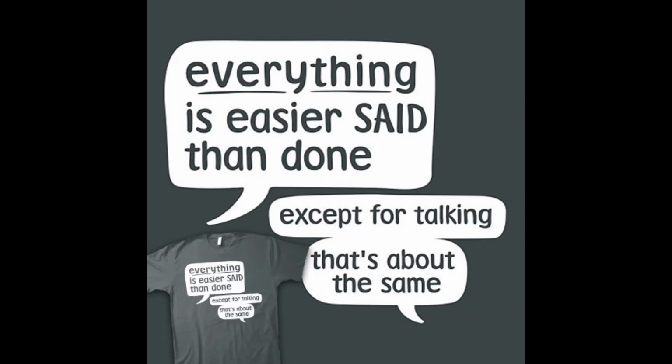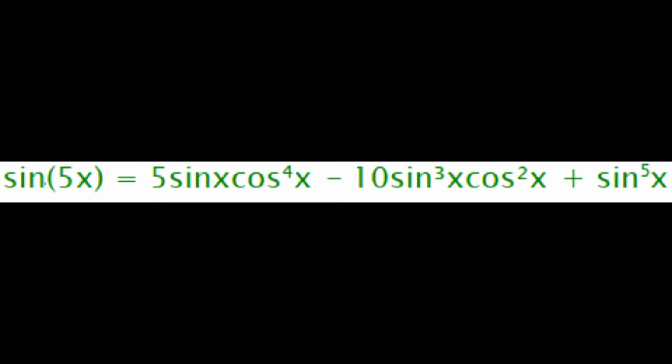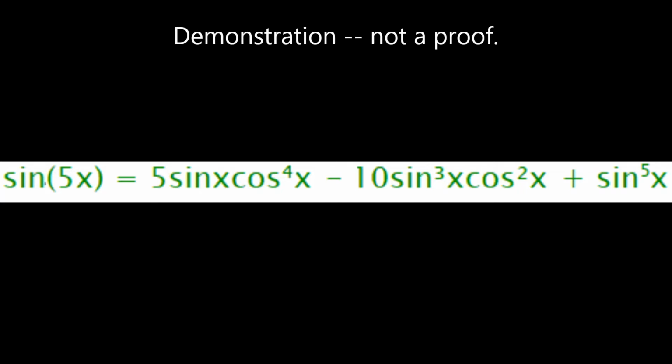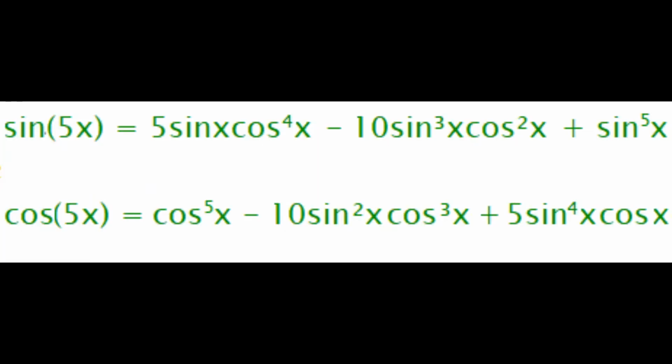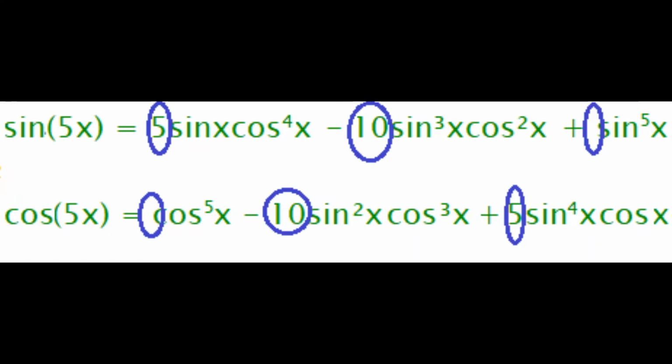My second favorite identity is one that I used in a previous video. It is the sine of 5x. Now you could just say, well, that's really just a calculation, but no, it's really useful in that proof, as you've seen if you've watched that video. Sine of 5x is this number here. The cosine is this number here. And what's cool about these numbers is they're the same. You see the 5, the 10, and the 1 coefficients.